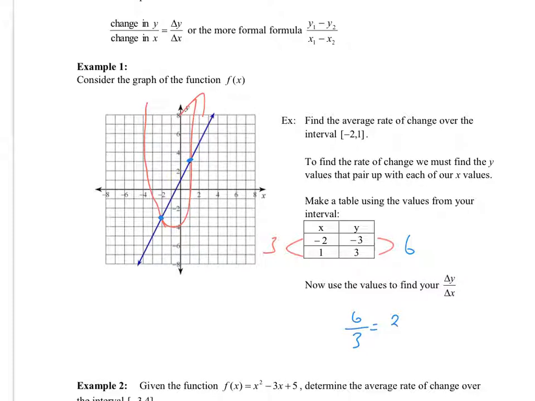The other way, using the formula, you would take the change in y, so I would do subtraction. You have to be careful, whatever way you decide to subtract with the y's, you must subtract with the x's. So if you do 3 minus -3, you have to do 1 minus -2. So I'm going to do the second point minus the first, so 3 minus -3. And then again, the second point, 1 minus -2. That's going to give me 6 over 3, which again is 2, same answer.